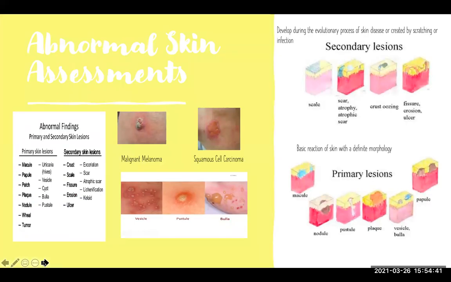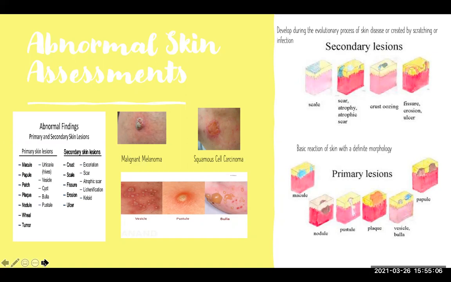These are the type of lesions that we're going to see. There are primary lesions and secondary lesions. Primary lesions are the basic morphology or disease pathology that's going on. So we'll see different types of those primary lesions, and here are the names: a macule, a nodule, pustule, plaque, vesicle, and a papule.